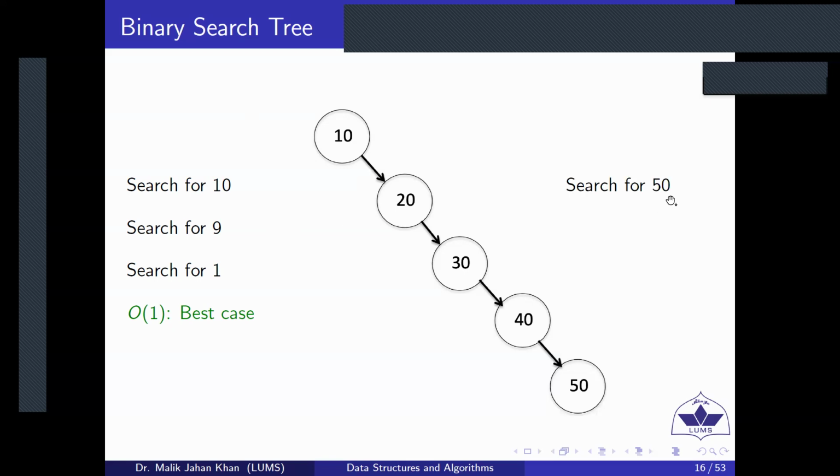Versus if we have to search for 50. For 50, again, we start with the root. We compare 50 against 10, and 50 is greater than 10, so we go to the right. We check with 20, it's greater than 20, so go further right. We check against 30, we go further right. We check against 40, we go further right. And in the last node, we are successful, and we return true that 50 has been found over here.